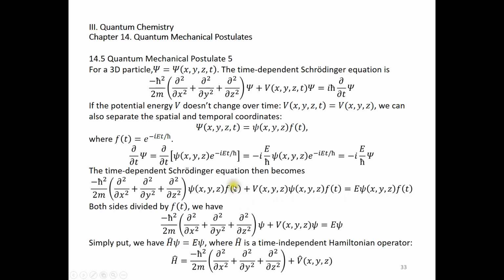Now divide both sides by the function of t. f(t), f(t), f(t), they all cancel. Now we have the kinetic energy operator applied to the lowercase psi plus V times the lowercase psi equals E times the lowercase psi. Simply put, we have H psi equals E psi. This is the so-called time-independent Schrodinger equation, and this H is the time-independent Hamiltonian operator. This H is the sum of the kinetic energy operator plus the potential energy operator.